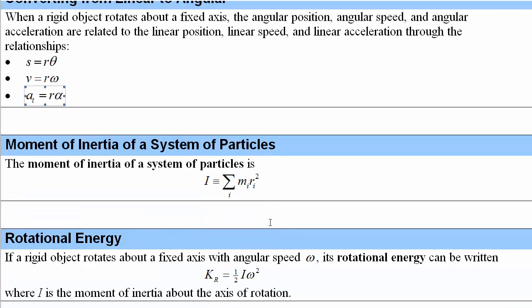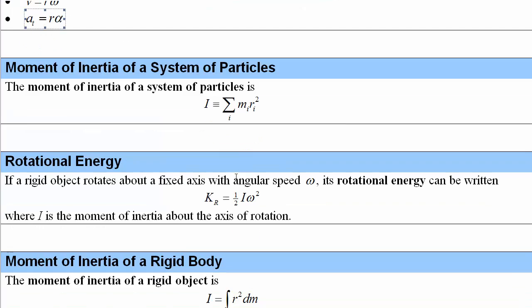Moment of inertia of a system of particles. Moment of inertia is kind of like the mass, but for angular motion. So moment of inertia is the sum of the mass times the distance r from the rotation axis squared. For the moment of inertia, you have to specify about what axis. It's not the same for one axis or another one. It's easier to rotate things about certain axes.